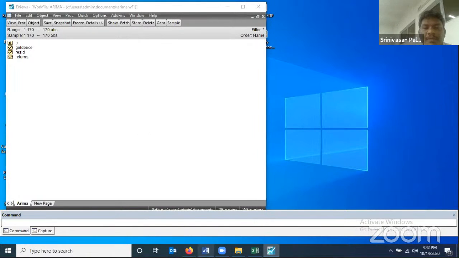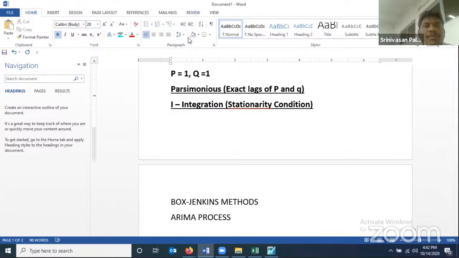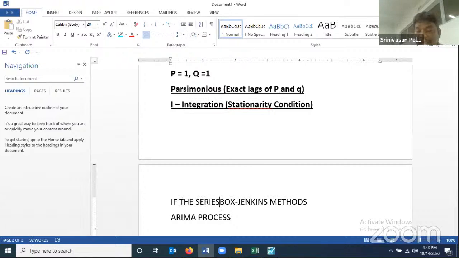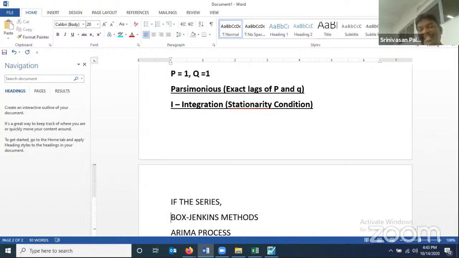Can you see this file? Word file? Yes, sir. See how promptly you are replying; I will finish all the topics. Otherwise, you are the loser. Please respond to my question. Time is going.